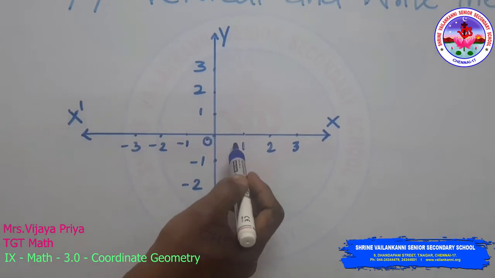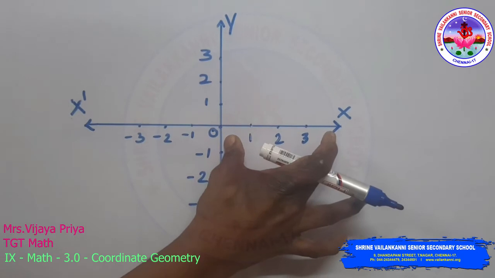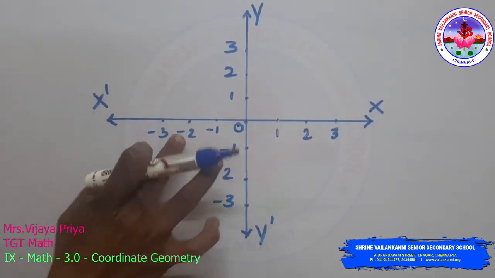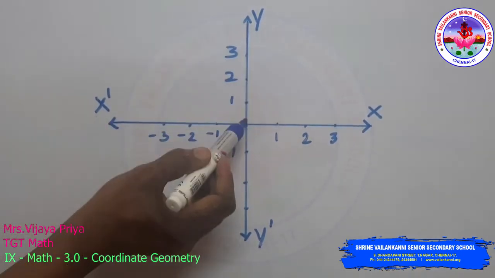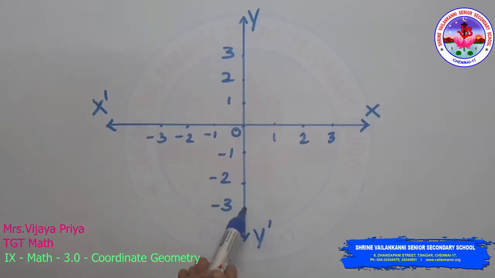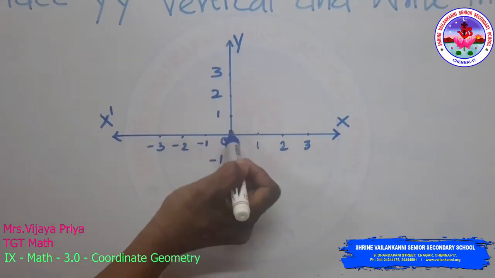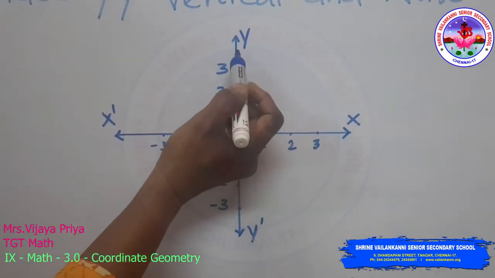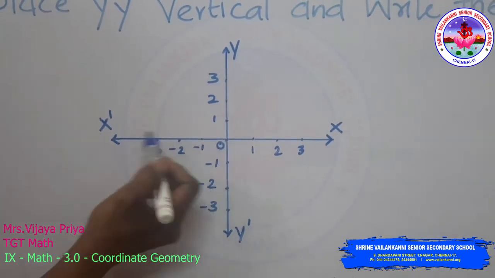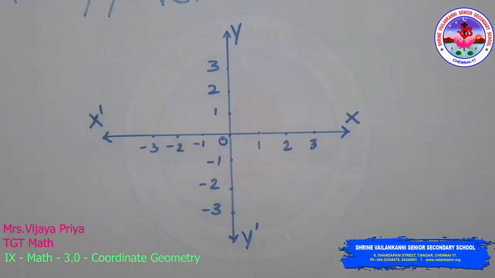Since we have marked the positive numbers here, I am calling OX the positive x-axis and OX' the negative x-axis. Similarly, OY is called the positive y-axis and OY' the negative y-axis. Hence, OX and OY are the positive directions of the x-axis and y-axis, whereas OX' and OY' are called the negative directions of the x-axis and the y-axis.